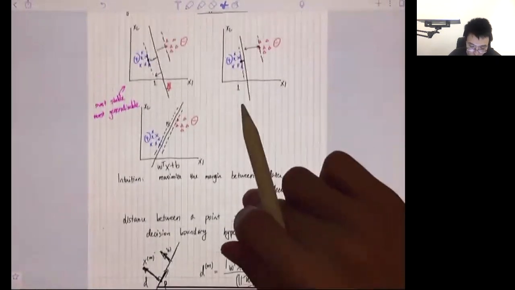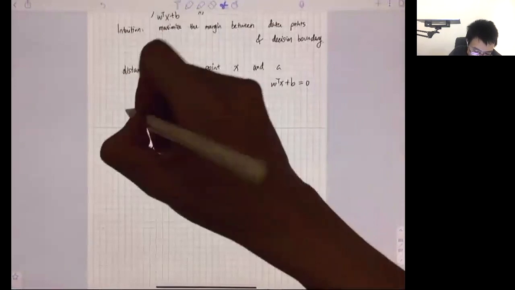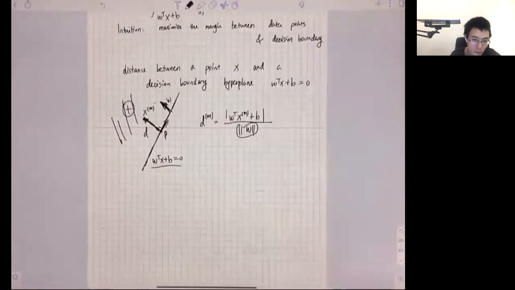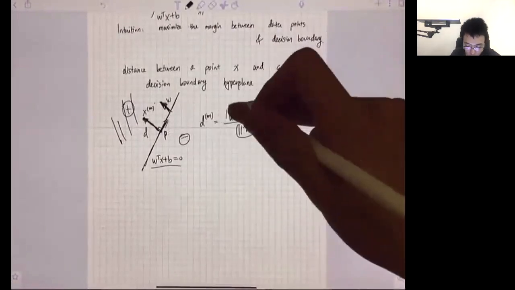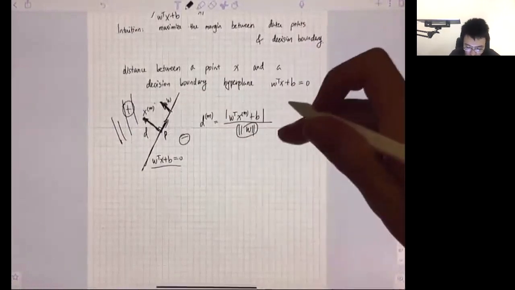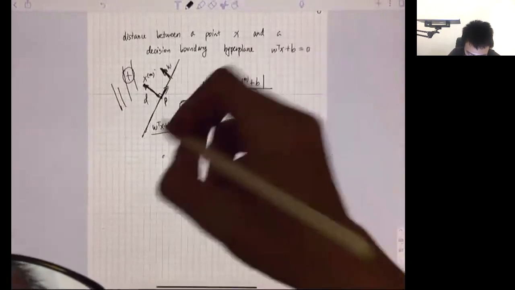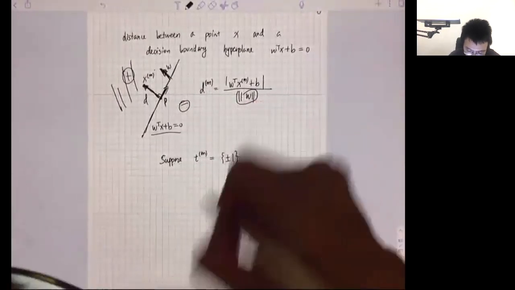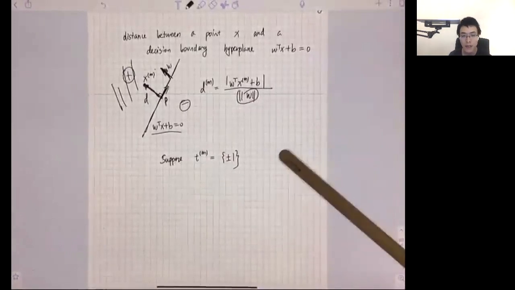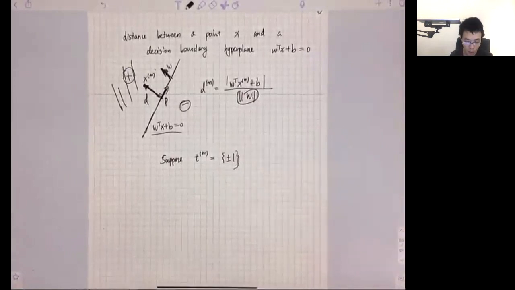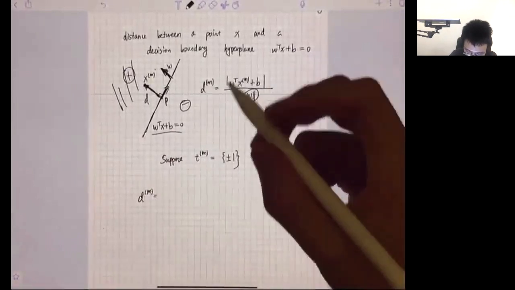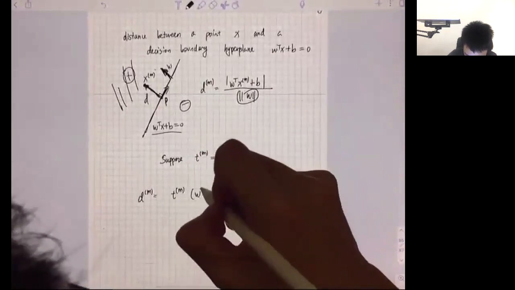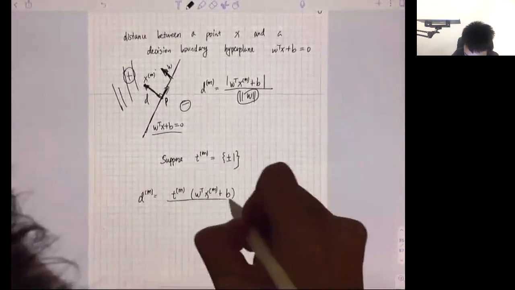And I would like to maximize the distance, okay? So suppose this point is a positive data sample, okay, then it should be located in the half space that your normal vector points to. If a point is a negative sample, it should be in the opposite half space, then W transpose X plus B is a negative number, right? So this can be unified as saying my distance. Let's suppose my target is either +1 or -1, okay? So this time my target is not 0 and 1, it's not one-hot. It's saying positive sample is 1, negative sample is -1. Then the distance I can write as d_M equals t_M times W transpose X_M plus B, divided by the norm of W.